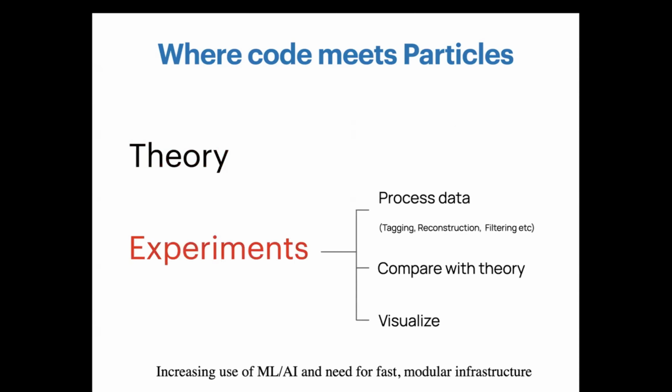On the experimental side, you're already kind of drowning in data. You have to filter it, do reconstruction, compare it to theory, and of course, visualize it. Another way Mojo could actually enter particle physics is that there's been a huge surge in the use of machine learning models in a lot of experiments in recent times. So yeah, that's one way Mojo can meet particles.